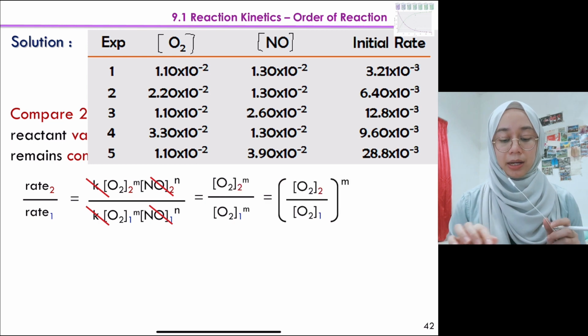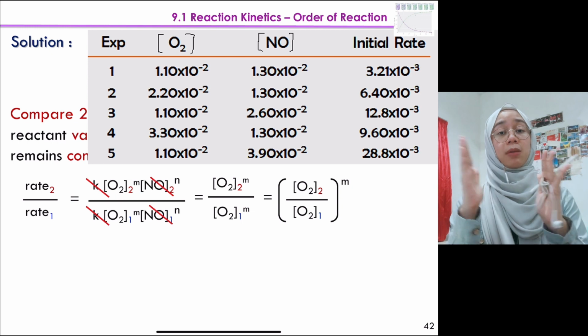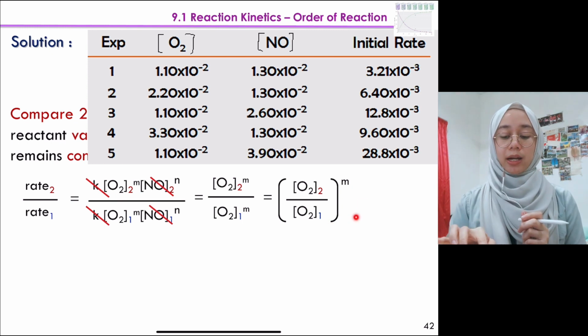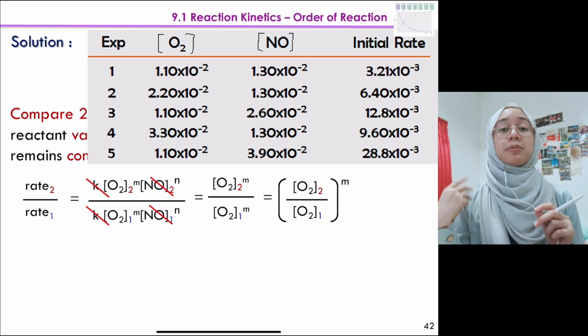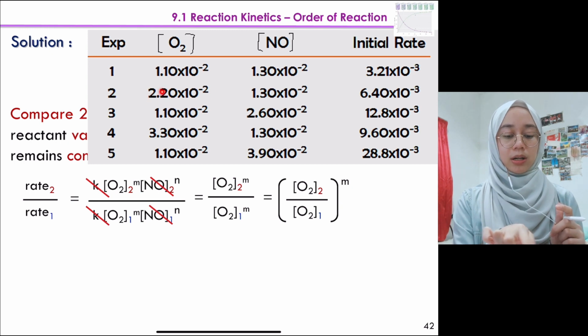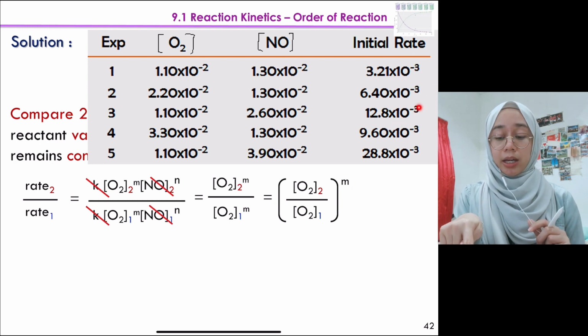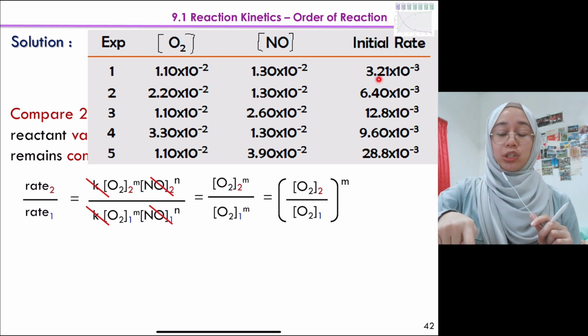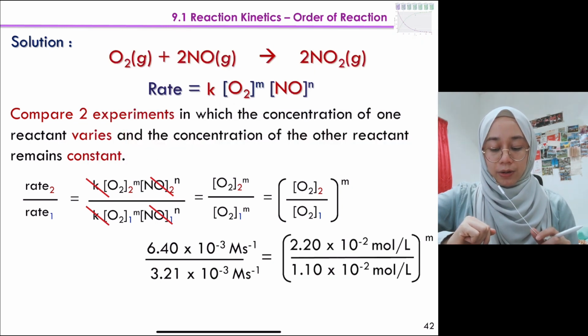Therefore yang ni adalah bersamaan dengan O2 daripada eksperimen 2 to the power of m, O2 punya concentration daripada eksperimen 1 to the power of m. So kita factorize, bawa keluar m. Therefore you get this. And then now what you have to do is you just substitute the values inside. You substitute the value of 2.2 here, 1.1, and then bahagian rate ni pula kamu masukkan initial rate ni. So in this case kita akan masukkan 6.4 dengan 3.21 ni. Jadi kamu akan dapat this one here.